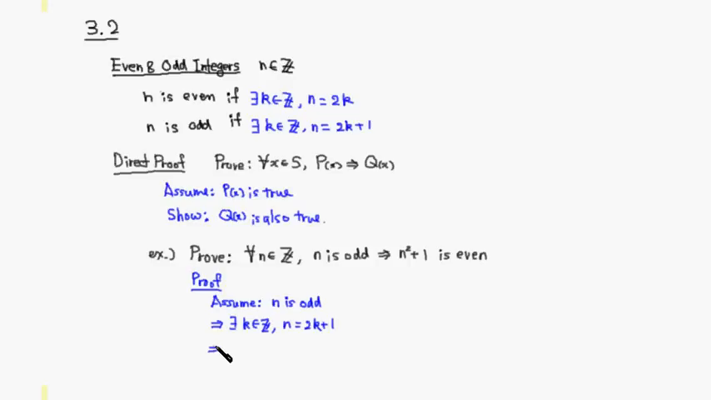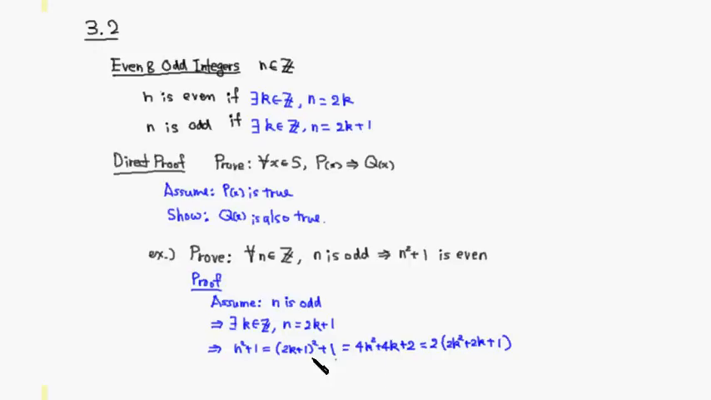Which implies that n squared plus 1 can be written as, now n can be written as 2k plus 1, so (2k plus 1) squared plus 1. If you multiply this out, you get 4k squared plus 4k plus 1 plus 1, so it's going to be plus 2. Everything seems to have 2 in it, so we can factor 2 out. So you have 2 times (2k squared plus 2k plus 1).